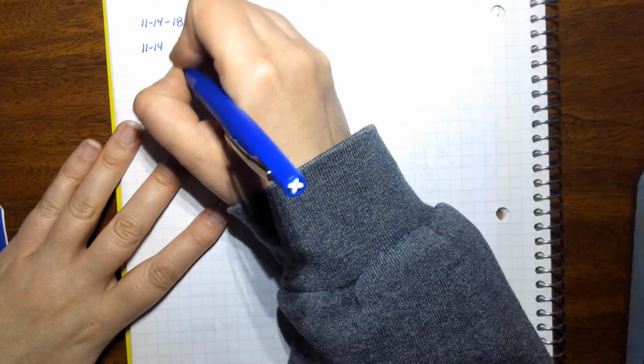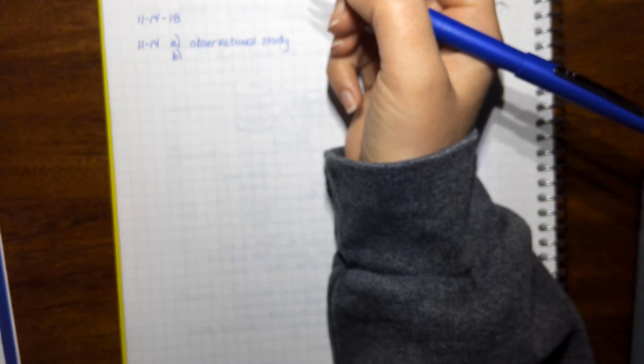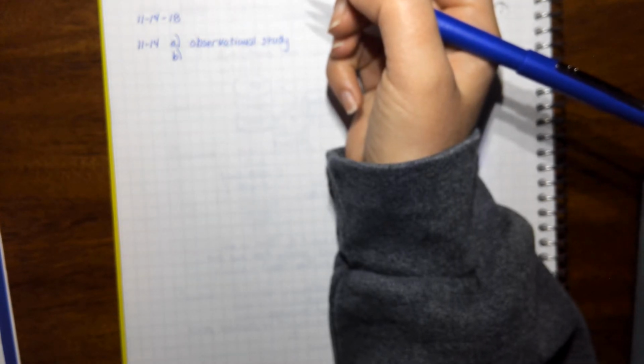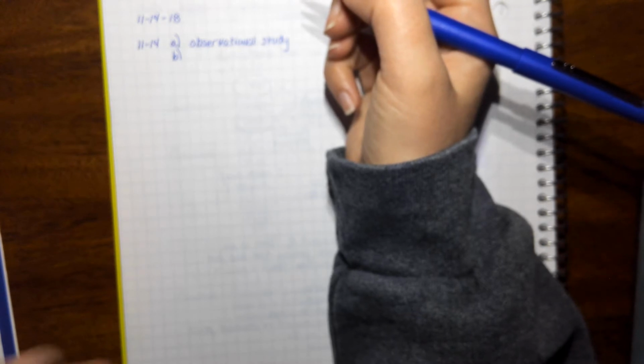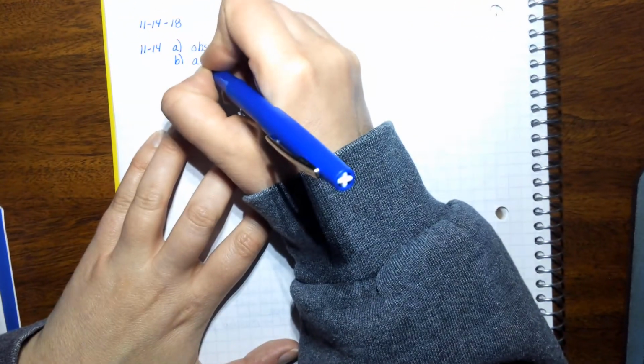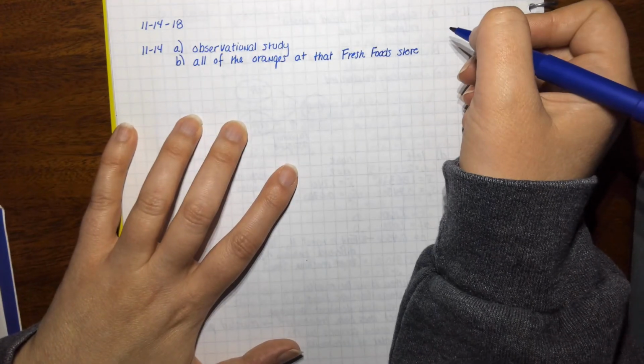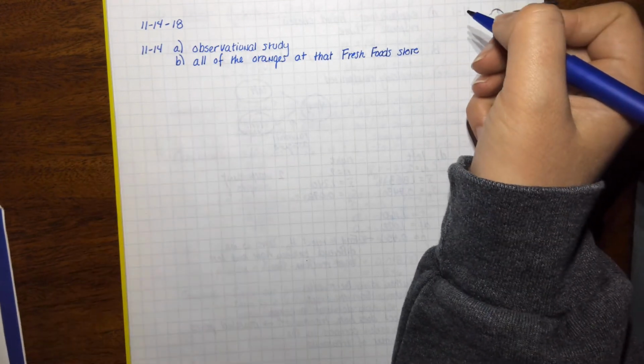Okay, B. Assuming Latavia discovers the difference in the juice volume, to what population can she reasonably extend her conclusion? Okay, so all of the oranges that she got were from that particular Fresh Foods. So her population would be all of the oranges at that Fresh Foods store. Other fresh food stores might have oranges from a different farmer, a different supplier, so they might have different measurements.